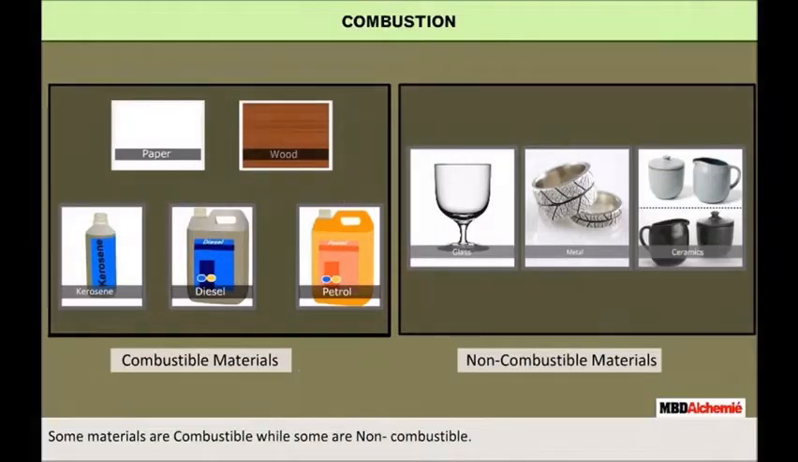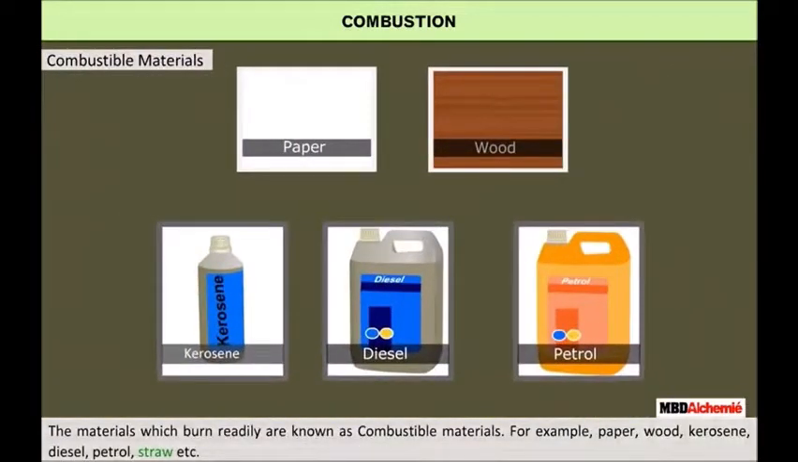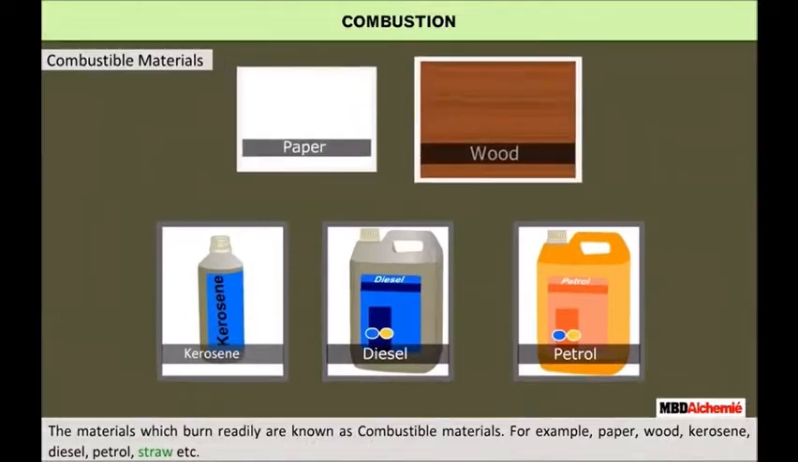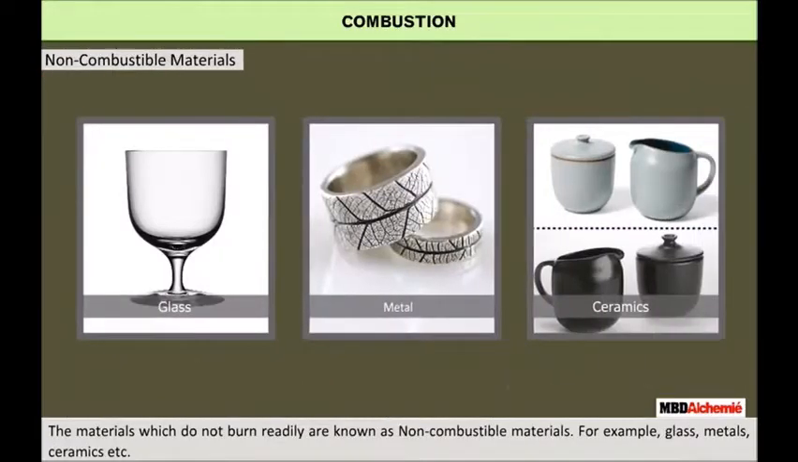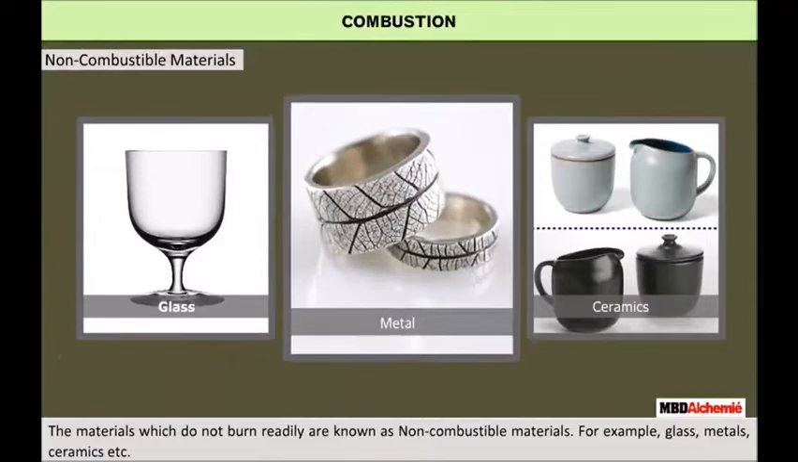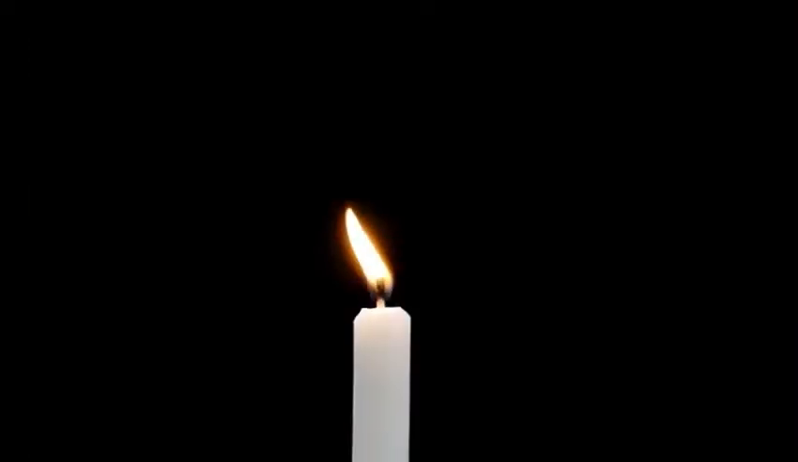Some materials are combustible while some are non-combustible. The materials which burn readily are known as combustible materials. For example, paper, wood, kerosene, diesel, petrol, straw, etc. The materials which do not burn readily are known as non-combustible materials. For example, glass, metal, ceramics, etc.